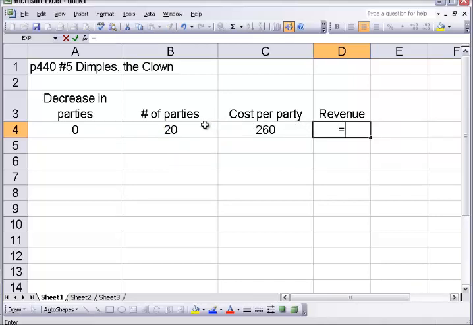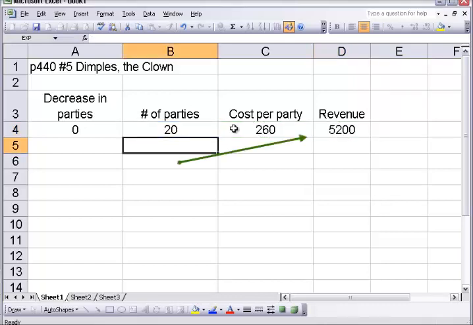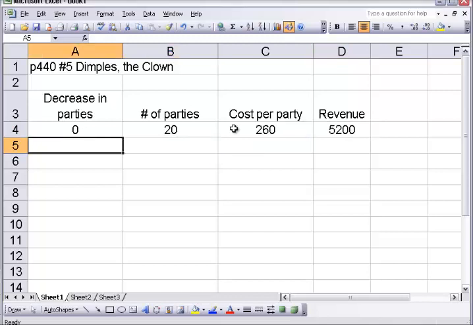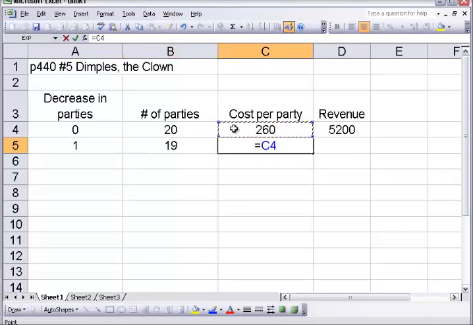the cost per party. So I can also figure out from the initial information that there's no decrease in parties, and the number of parties would be 20, and the cost would be 260. Then we can calculate the revenue by multiplying it out. Dimples will have one fewer party, or 19 parties, if he charges $80 more than his initial $260. The revenue now then is calculated by multiplying the cost per party times the number of parties.